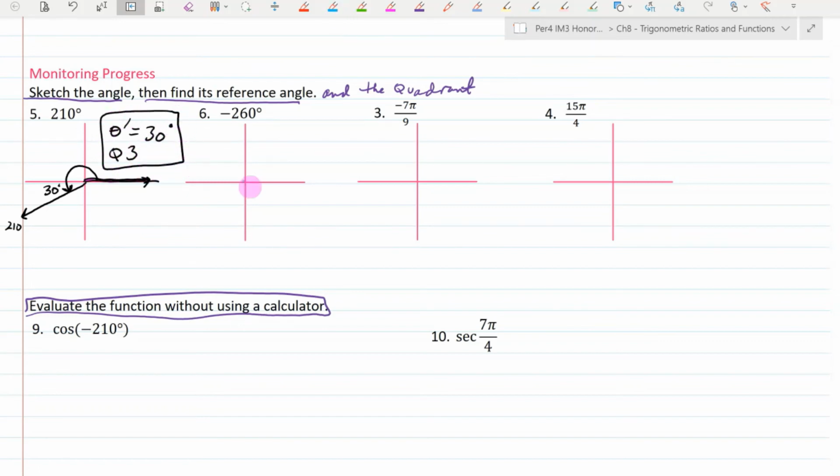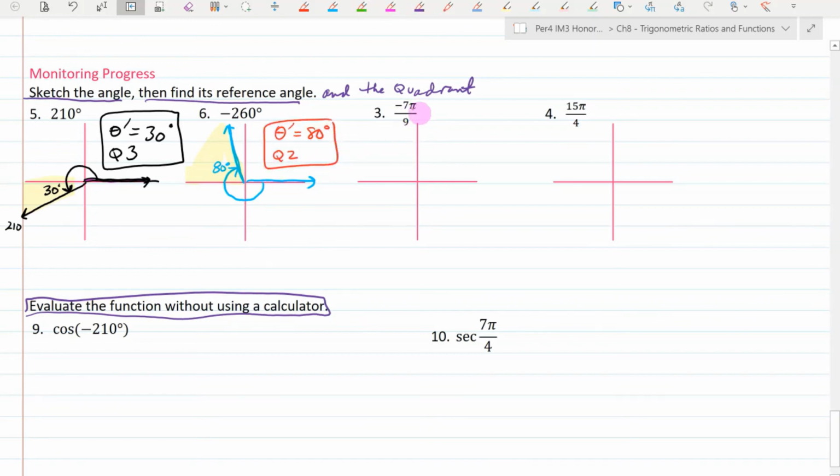For the second one, we have negative 260. So this is negative 180 plus another 80 degrees. So we're almost at 90. That reference angle is 80 degrees. Remember, the reference angle is from the x-axis. So the reference angle is 80 degrees, and it's in quadrant 2.